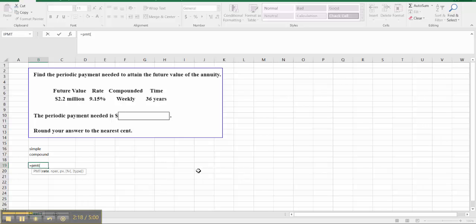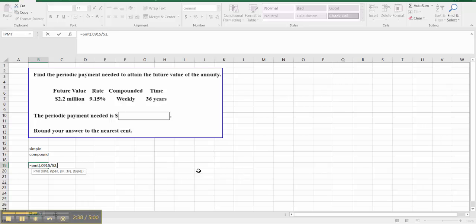So the most common one is monthly. This one's weekly, see it says compound weekly up here. So what you do is you type in the rate as a decimal, 0.0915, and divide it by the number of times you compound in a year. Since this one's weekly, we're going to divide by 52. If it had been monthly, I would have divided by 12. All right. So there's my rate.